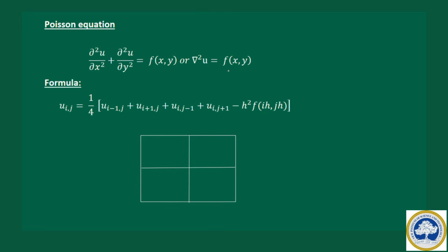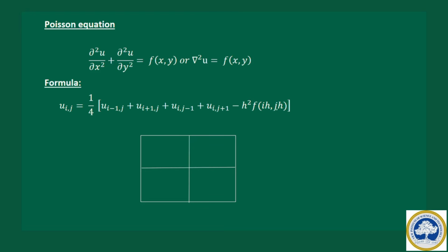Now here we are going to see how to solve this type of Poisson equation. The general formula for the Poisson equation is u(i,j) = 1/4 [u(i-1,j) + u(i+1,j) + u(i,j-1) + u(i,j+1) - h² f(ih, jh)]. Here h represents the interval length. Usually we will be considering the square mesh, so that both along the x direction as well as along the y direction the interval length is considered to be the same.